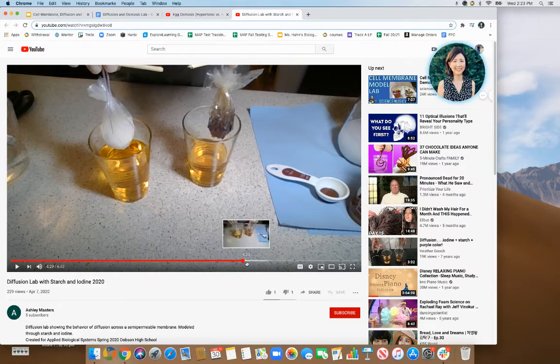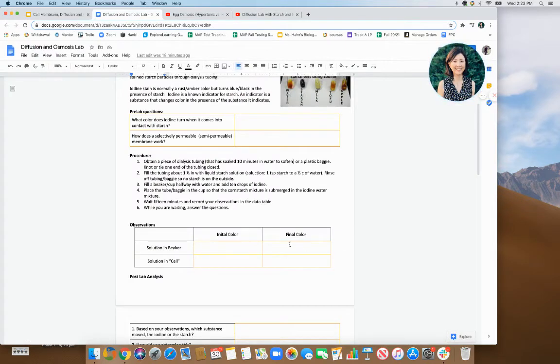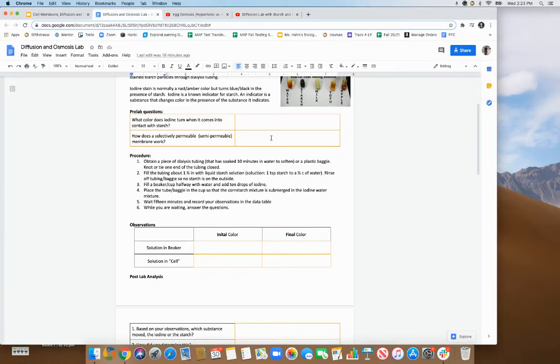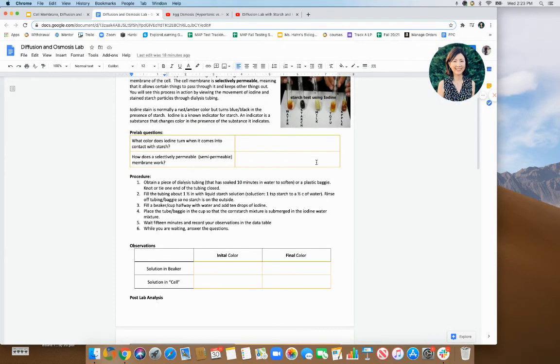Okay. So now you have to think, why did that starch turn black? What happened? Okay, so you're going to go ahead and put the final color of each, and you'll notice that the iodine in the cup still stayed amber, okay? But just the starch turned black. And remember, in order to turn black, you have to have starch and iodine touch each other. They have to come in contact with each other.